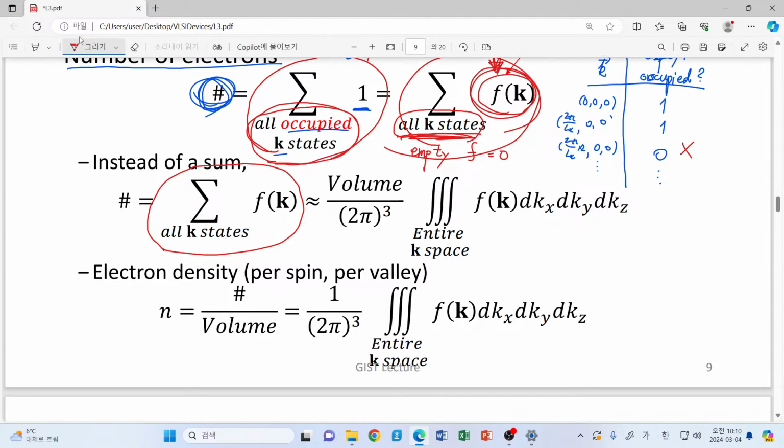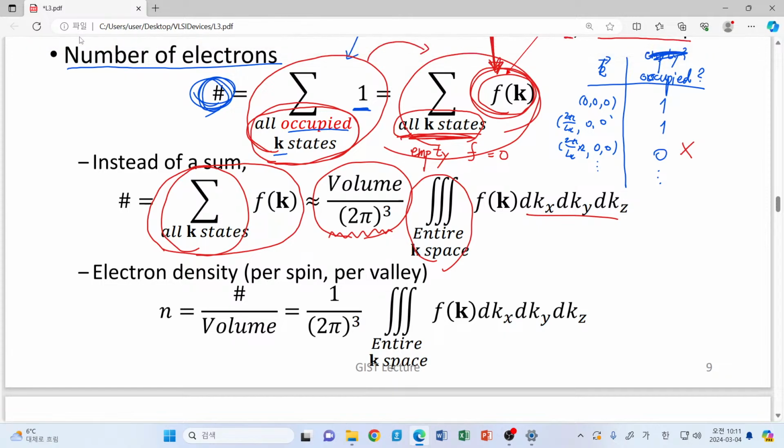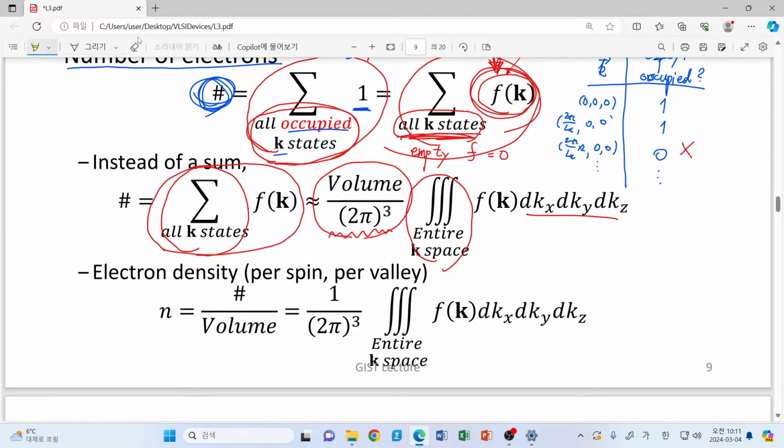How can you do that? This summation can be just converted into integration. However, we must introduce a certain normalization factor because this corresponds to an inverse of unit volume in the K space.